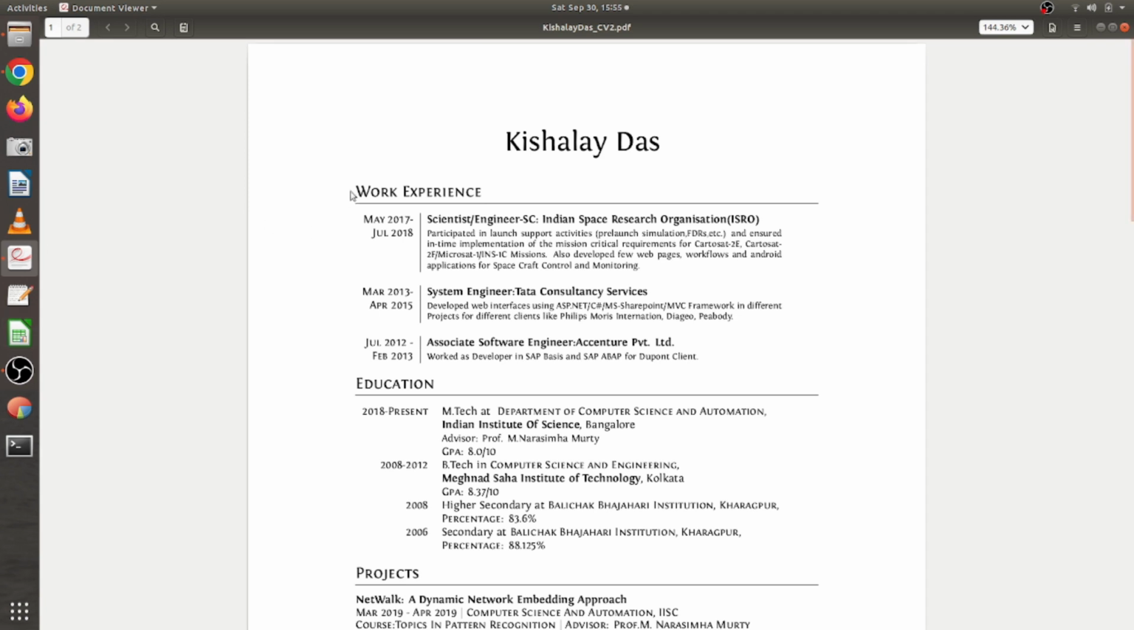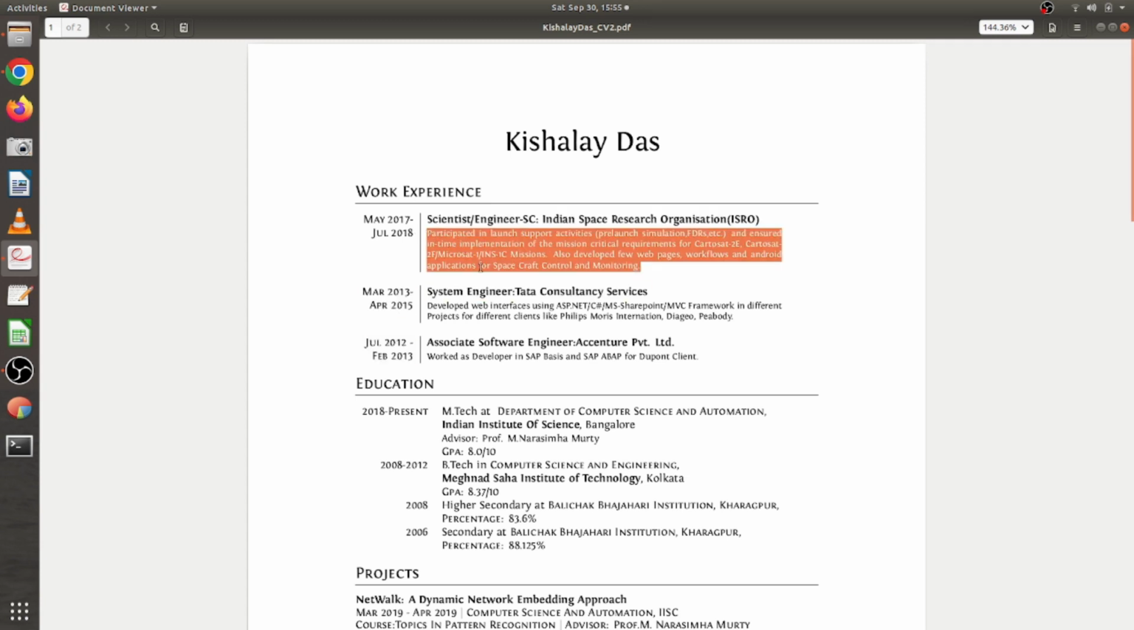In the first part, I have mentioned my different work experiences. As you know, I was part of ISRO, the Indian Space Research Organization, for around 1 year, so I have mentioned that here. The role name was Scientist or Engineer SC. And I have mentioned the different space related activities that I did during my days at ISRO. The brief detail about it I have mentioned in this part.